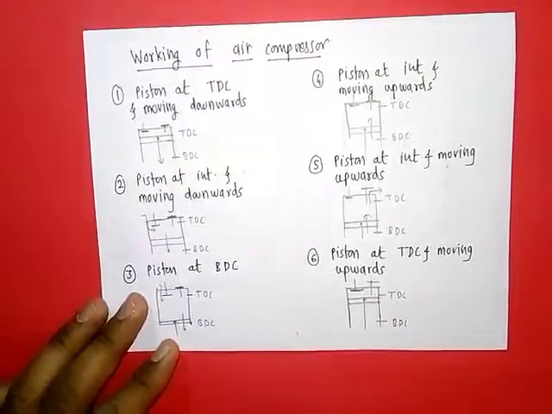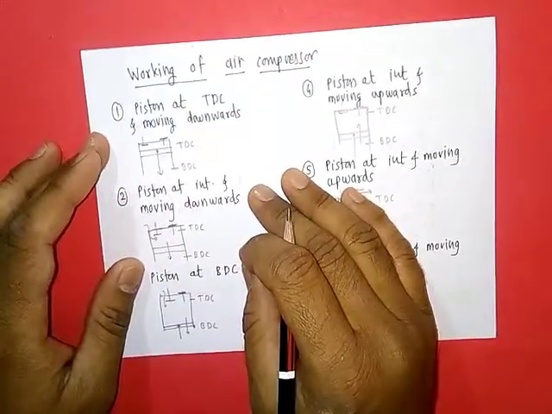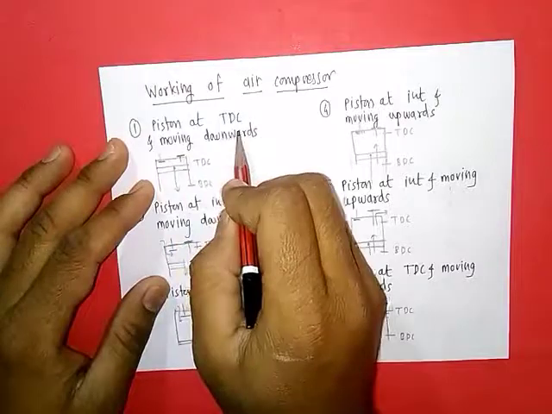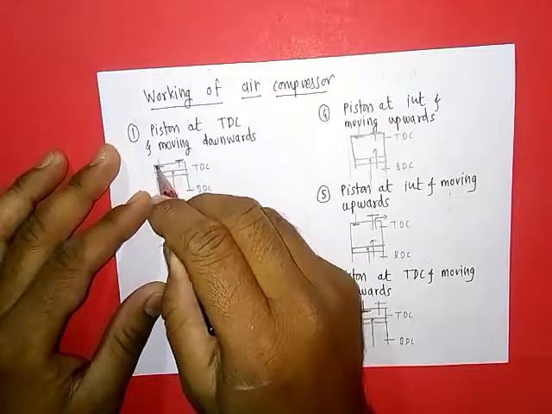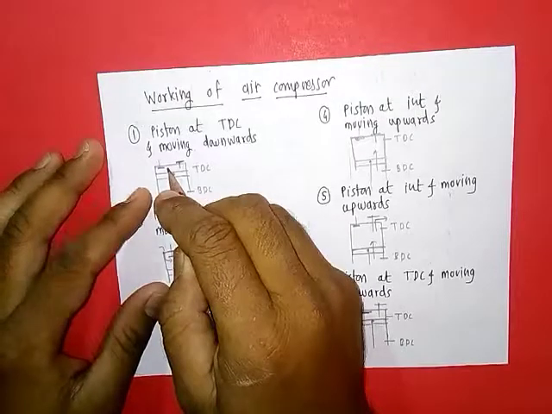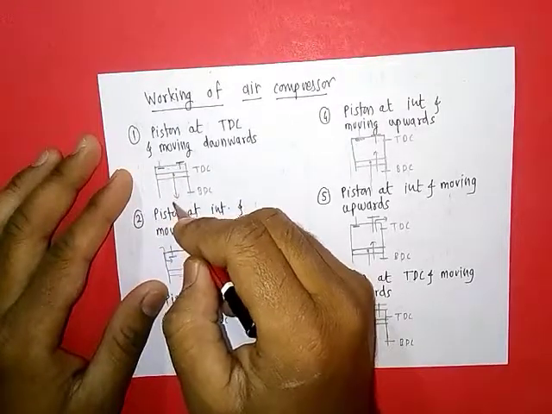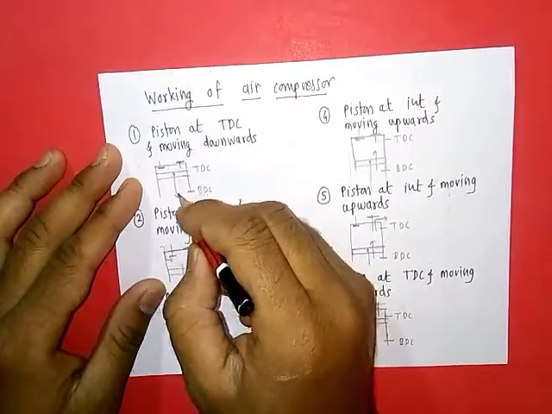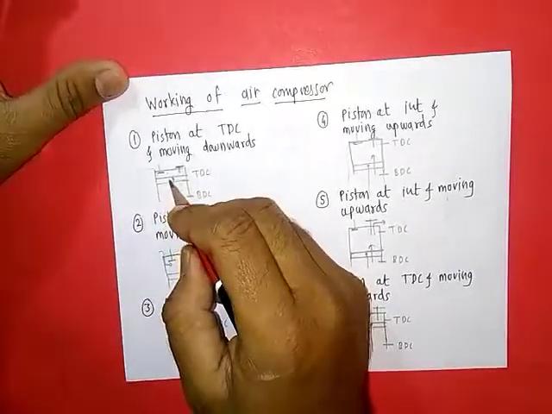Let's check this diagram first. Before going to the PV diagram, pressure volume diagram, let's check its working. Consider our piston is at top dead center and moving downwards. When it starts, initially outlet pressure and inlet pressure are the same. When the inlet pressure decreases slightly below atmospheric pressure, air will start moving into the cylinder. That is, when the piston at TDC starts moving towards bottom dead center, air enters from the atmosphere to the inside.